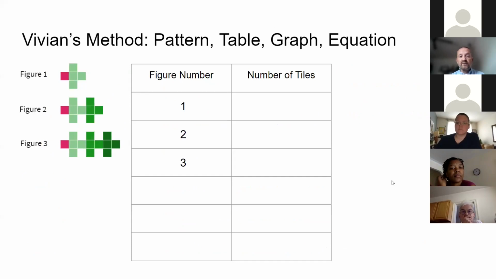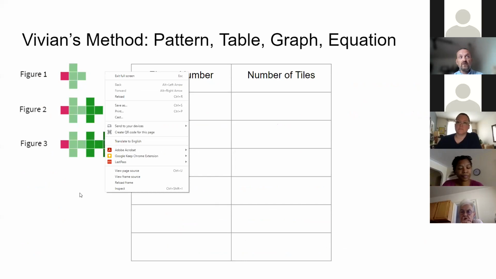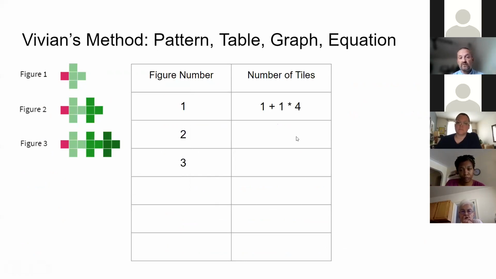So we're going to do the same thing here, but this time we're using a table. This is a function table, as some people have called it. It's a way of understanding algebraic patterns. Tables are used quite often, and then they're used to make graphs later. So using Vivian's method, you all have created tables and made expressions.